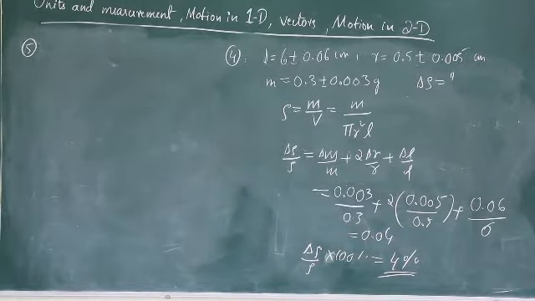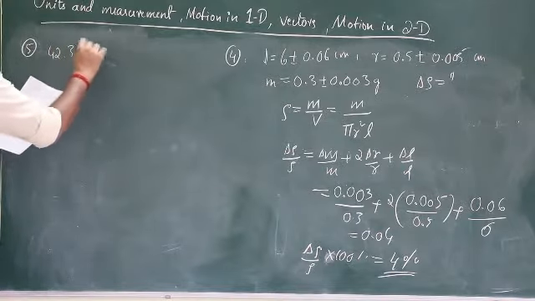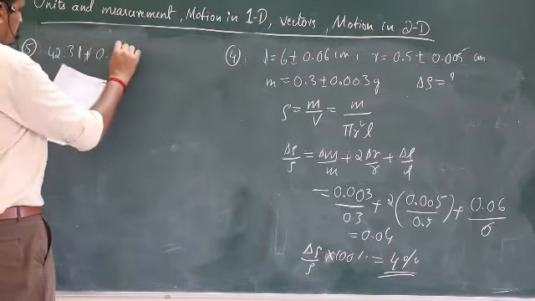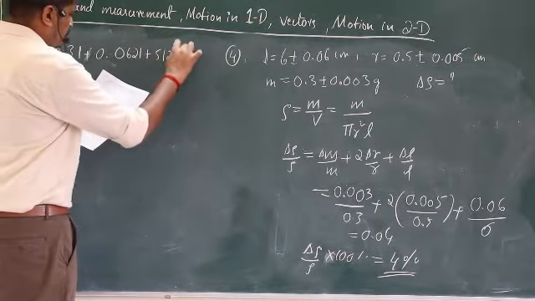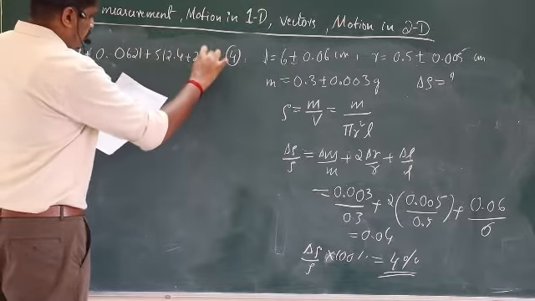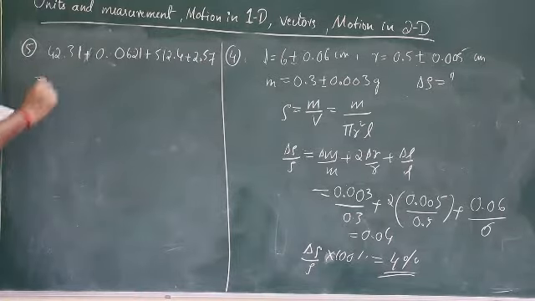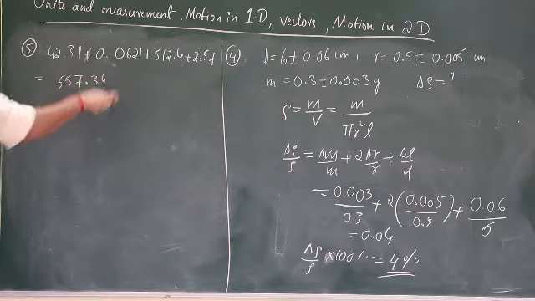So there are some numbers which are given. Sum of 42.31, next I will just add up directly, plus 0.0621 plus 512.4 plus 2.57. Its answer is mentioned in proper significant figures. So your answer should be 557.3421.